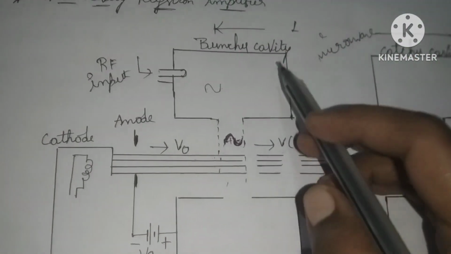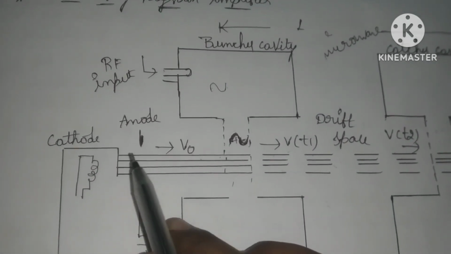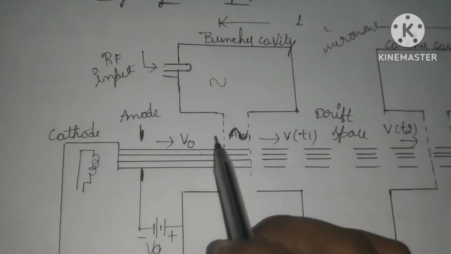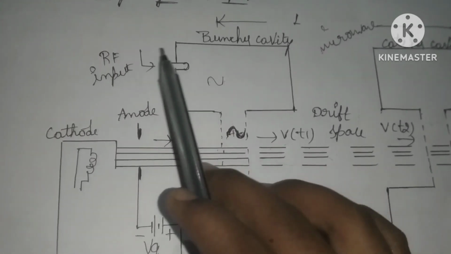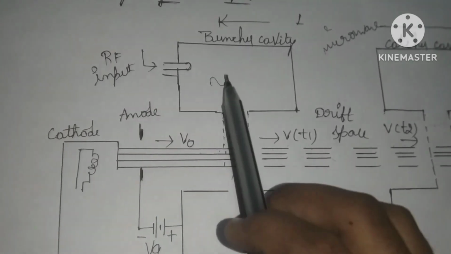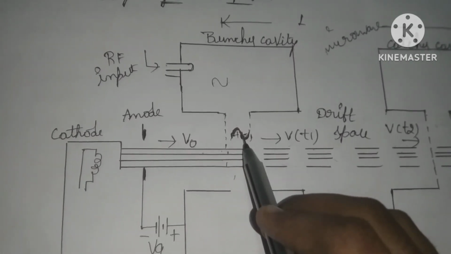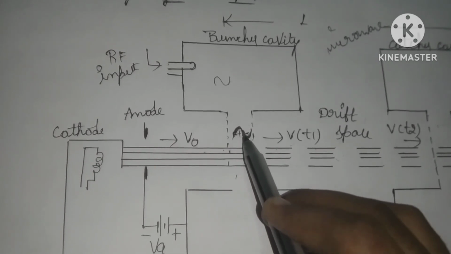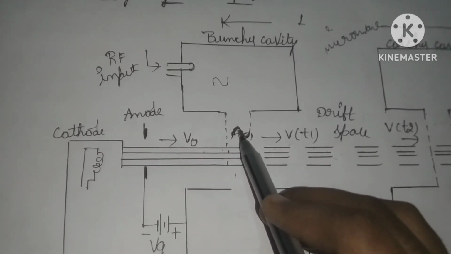Now the operation of the two cavity klystron amplifier: I already said that the electrons are injected from the cathode, which reaches the first cavity, that is the buncher cavity. Here in the buncher cavity we are applying RF input, which has both positive half cycle and negative half cycle. When the electron beam passes through the positive half cycle of the RF input, the velocity of the electron beam is increasing.